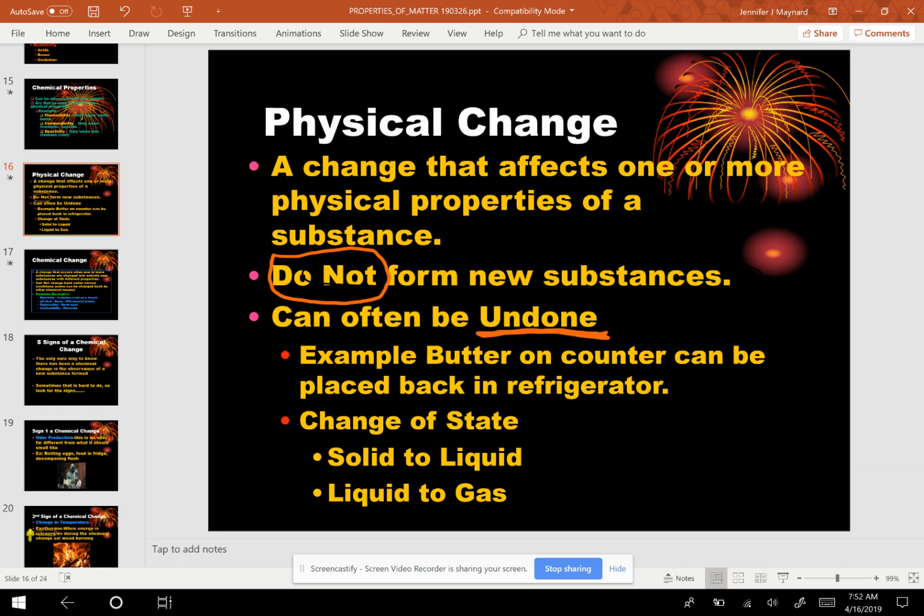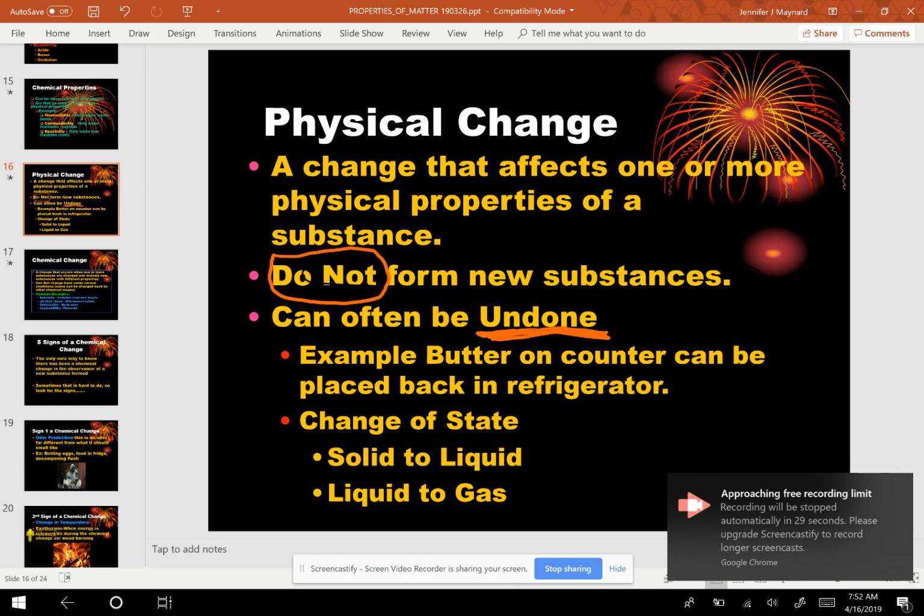Okay, not always. But one of the rules that you can think of in your head is, can this be undone? So, for example, butter that's slightly melted on the counter can be placed back in the refrigerator and it firms back up. Change of state, you get solid to liquid and liquid to gas.